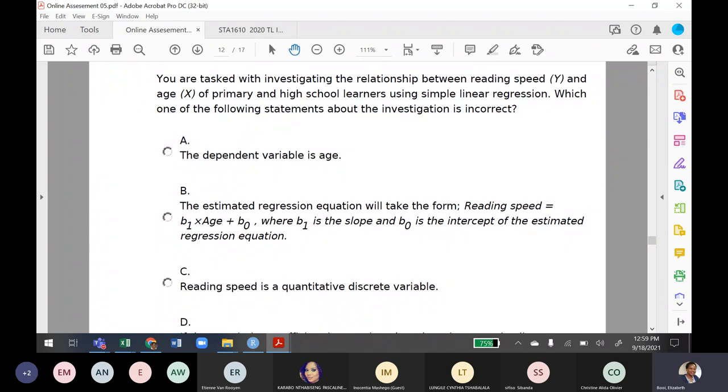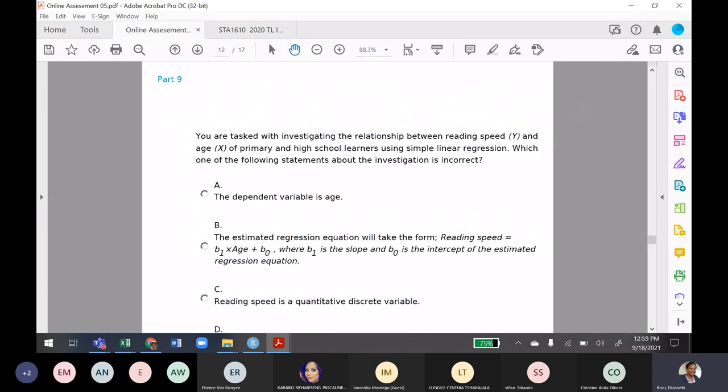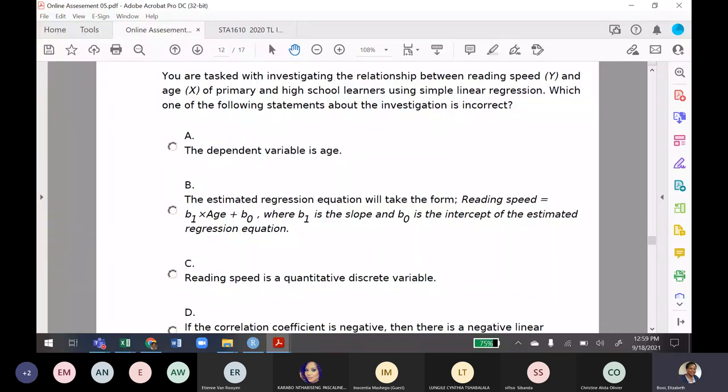You are tasked with investigating the relationship between Y and X of primary and high school learners using simple linear regression. Which one of the following statements about the investigation is incorrect? So they say the reading speed is Y and the age is X. We know that this will be your independent, and this is where you have your dependent. So my independent is X, and dependent is Y.